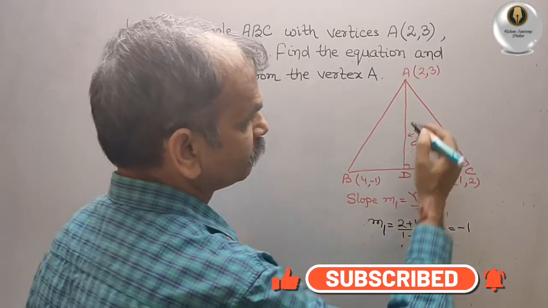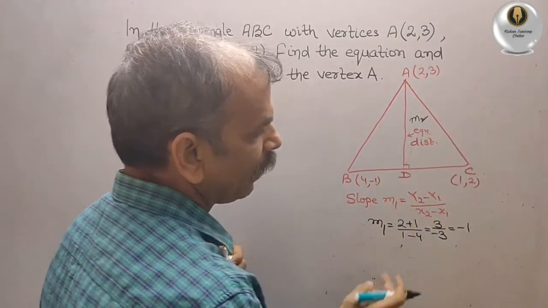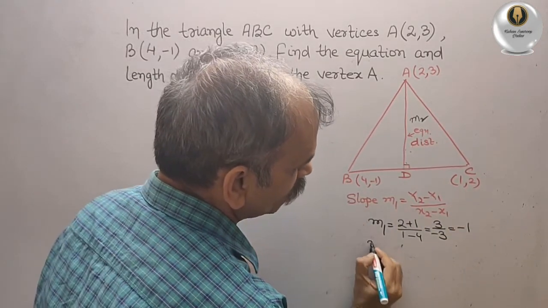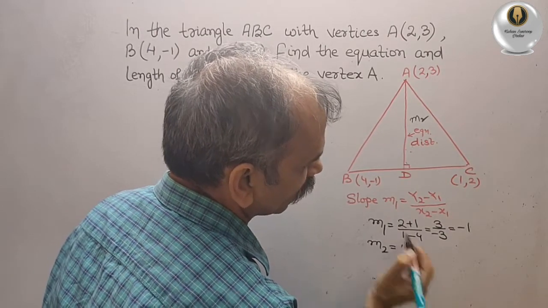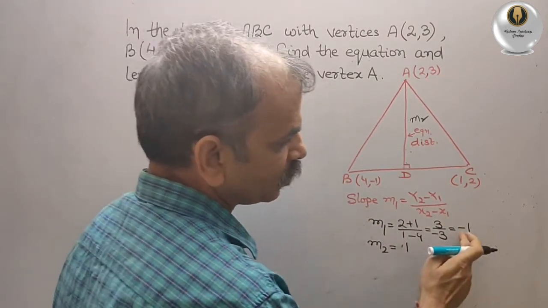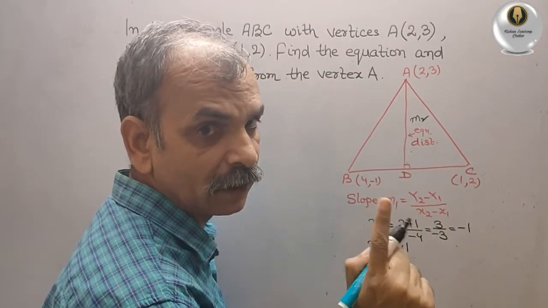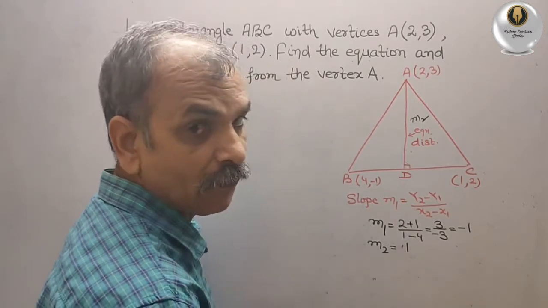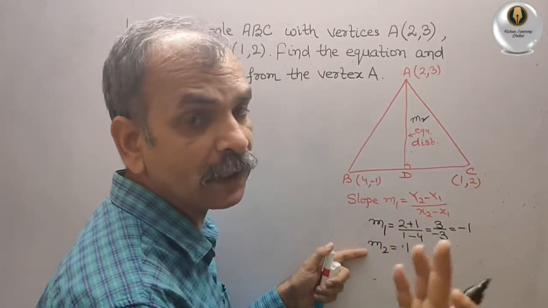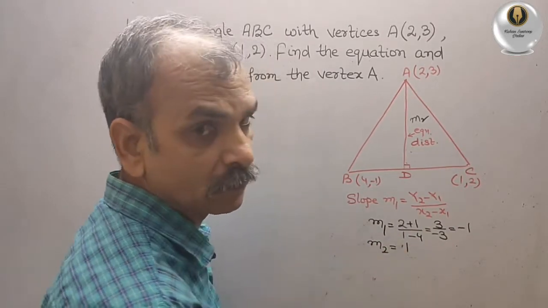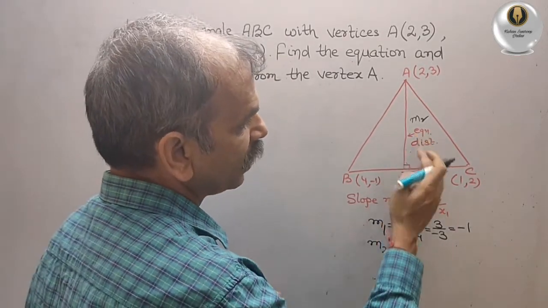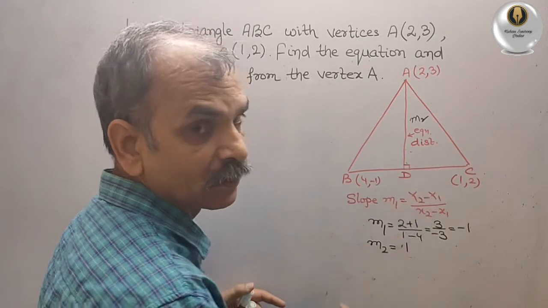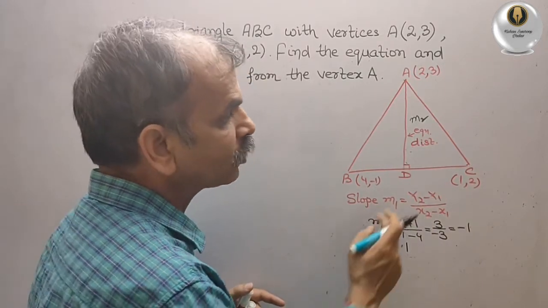What is your M2 now? M2 is reciprocal of this and change the sign. We will get M2 is equal to 1. Reciprocal of -1 is 1 by 1 is 1, and change the sign, you will get 1. Why? Because the product of these two is equal to -1. That's why we got 1. First we will find out the equation of this line, then only we will find out the coordinate of this.